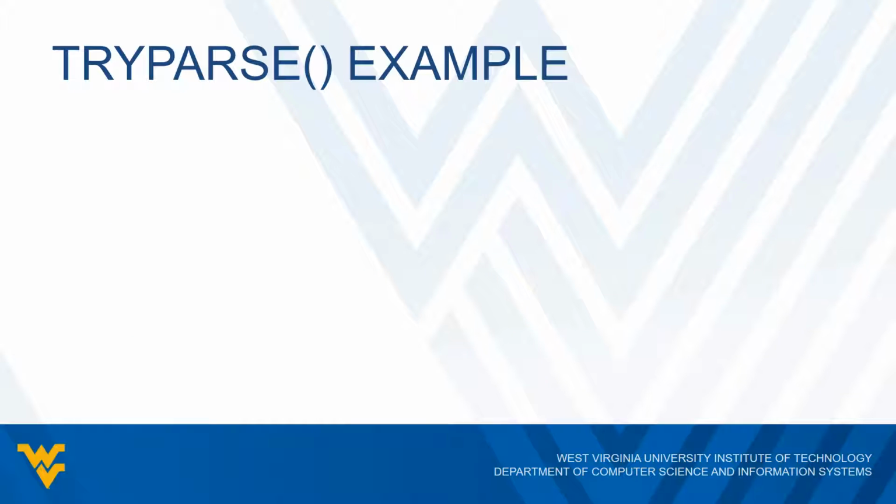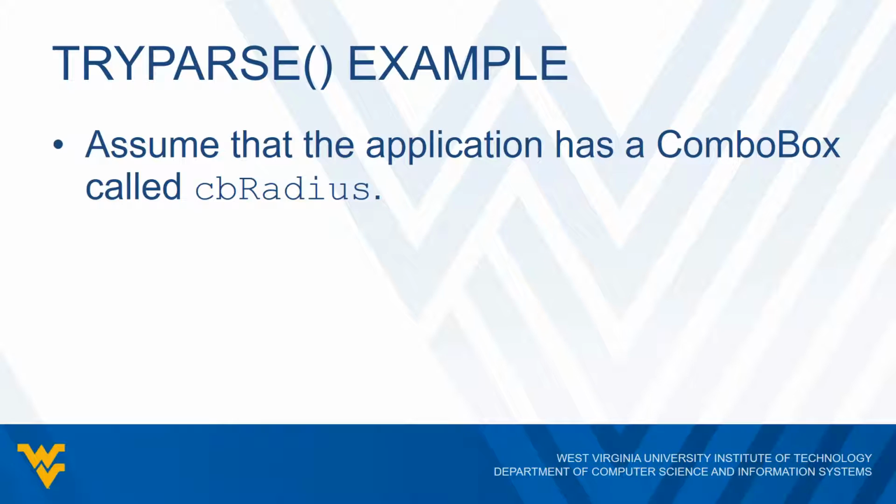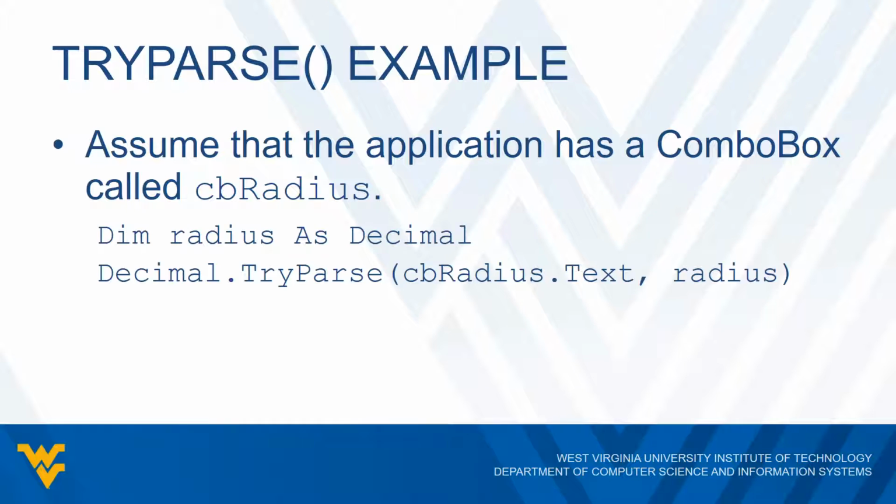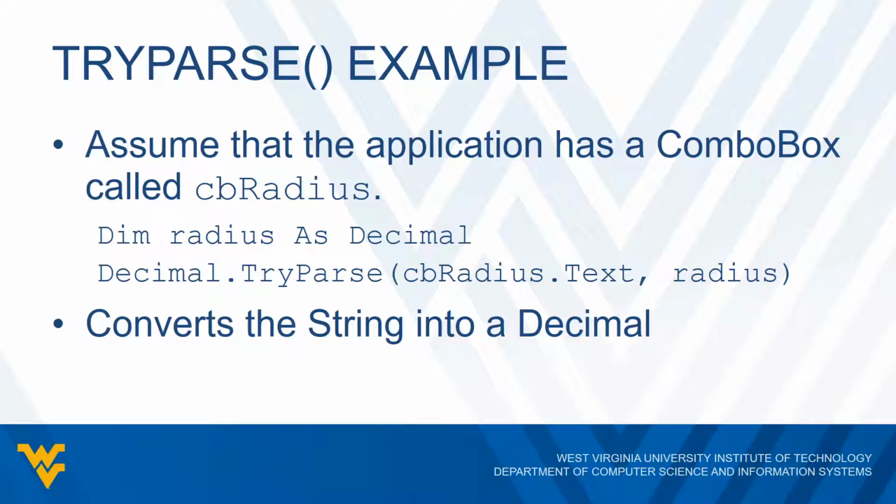Let's do one more example, just because we can. So let's say we have another application, and here we have a combo box. And let's say this is called CB radius. And we have the following lines of code. We have dim radius as decimal. So now we see that radius is a variable of type decimal. And then we have Decimal.TryParse, and then in parentheses cbradius.text, and then radius. So what this is going to do is we're going to take the text that's stored in the CB radius, whatever the text is affiliated with that for the combo box. We're going to convert it to type decimal, and then we're going to store that into radius.